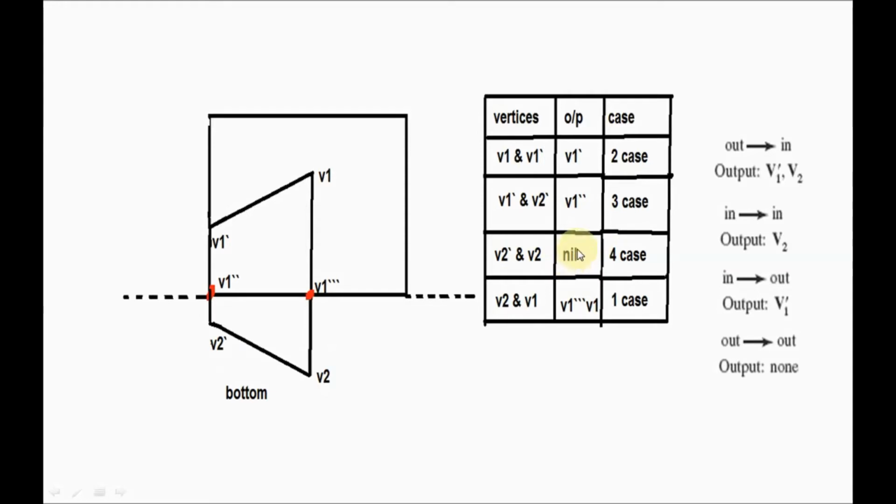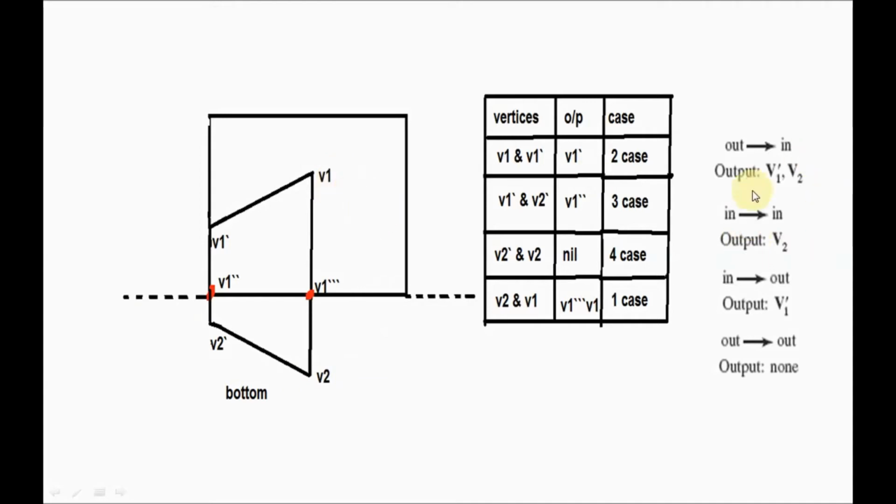Now v2 and v1. What is the movement? v2 is outside. I'm repeating that, so just don't forget that v2 is now outside, because the extension of the clipping window in the bottom is removed here. I extended the clipping window on the left side and right side. Just remember that. So now v2 is outside, v1 is inside.